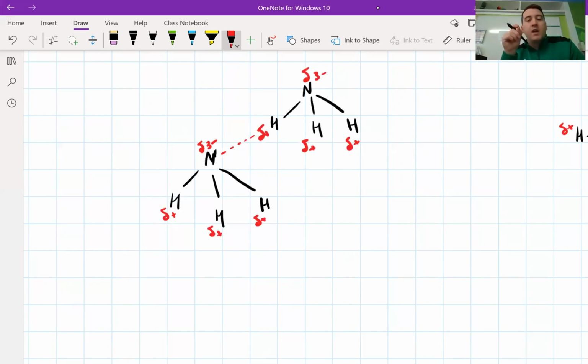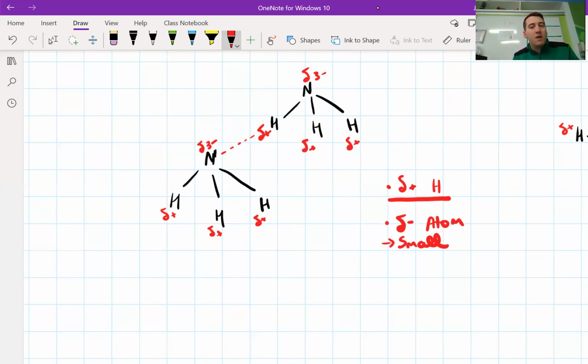But there's a case where you've got a delta positive hydrogen, and it's attracting to a very small electronegative atom in another molecule. So it has to do with two things. It has to be an electronegative atom, so it has to have a delta minus charge, and it has to be a very small atom. If you have a delta positive hydrogen attracted to a delta negative atom that is very small in size, the dipole-dipole forces in this case are particularly strong.